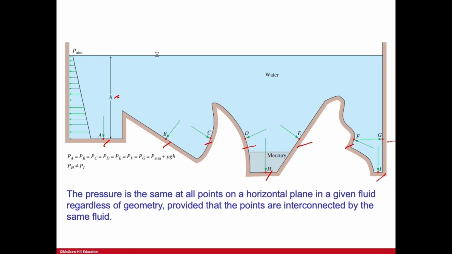So the question here is, first of all, what is the pressure at point A? Given that you have P atmosphere here and this height is h, we just talked about this: PA is nothing but P atmosphere plus rho gh.